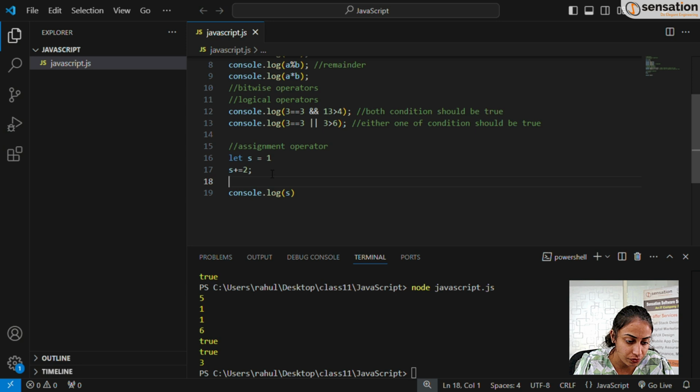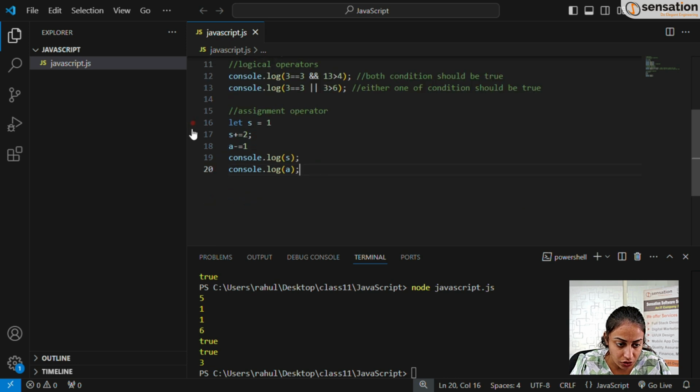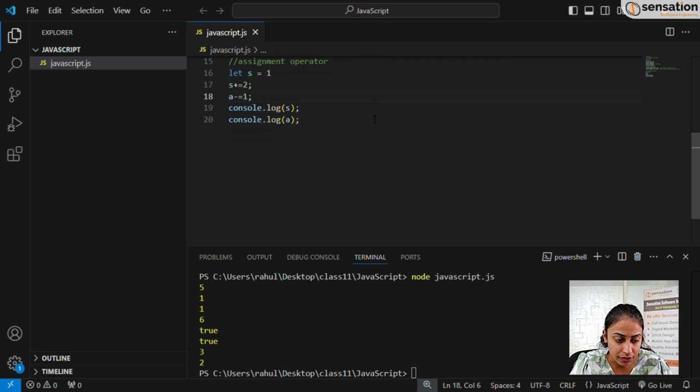We have another, like a minus equals 1. Printing console.log a, the previous value of a was 3, we subtract 1 and will get the output 2. These are the assignment operators. It adds or subtracts the value in the particular variable and gives us the output. These are the assignment operators.